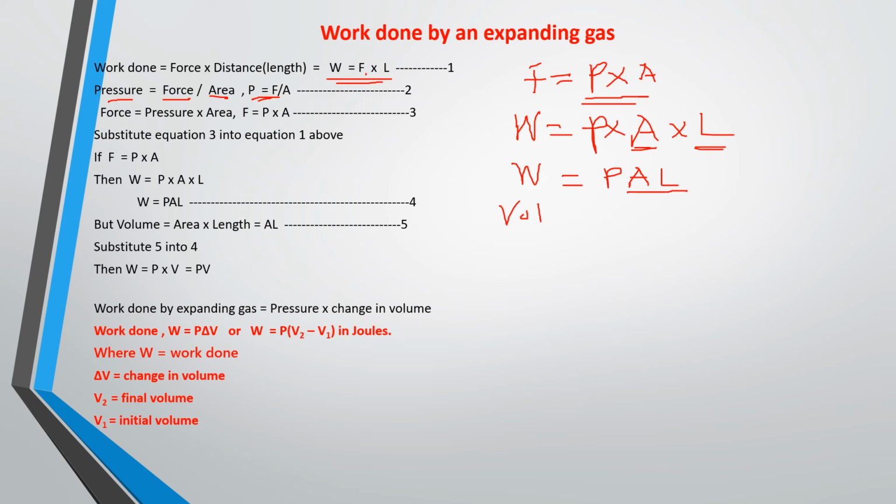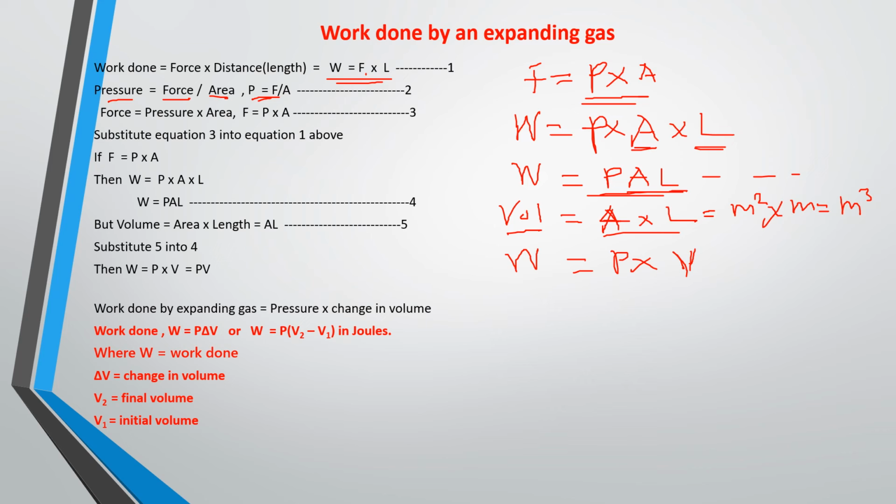volume is equal to area times length, right? Volume is area times length, because you see this is meter squared times meters, so that gives you meters cube. I hope you can relate with that. Okay, so if you know that volume is equal to area times length, then we can equally substitute into this equation to give us work done is equal to pressure times volume.